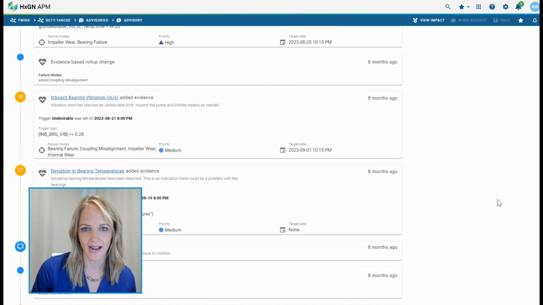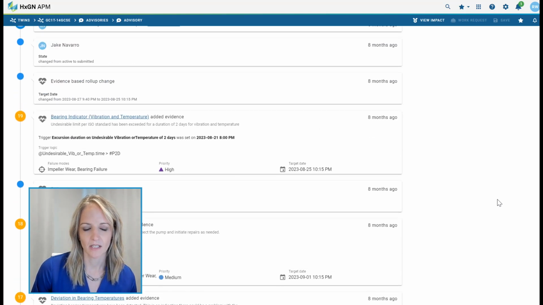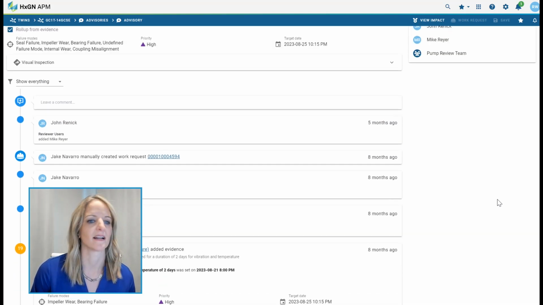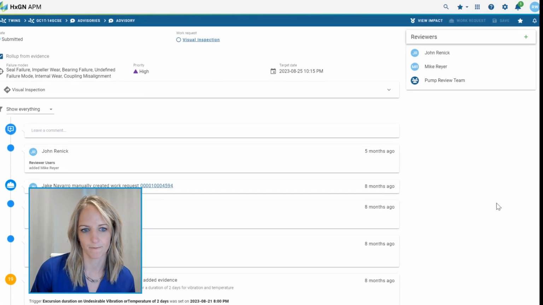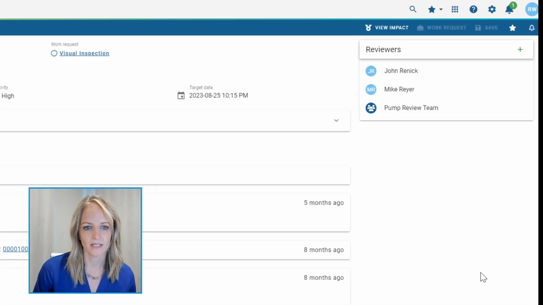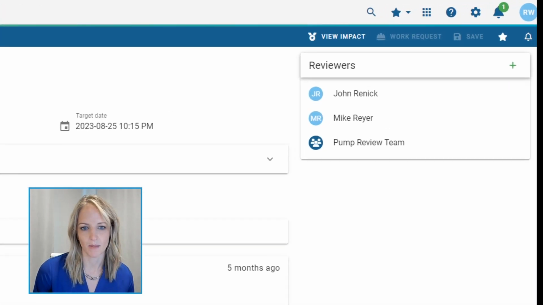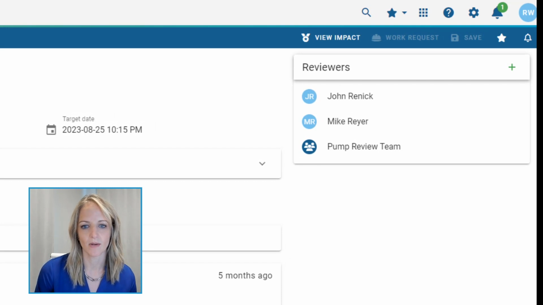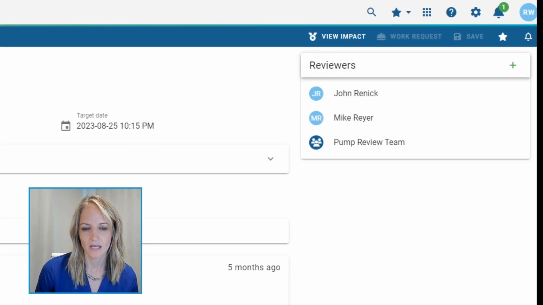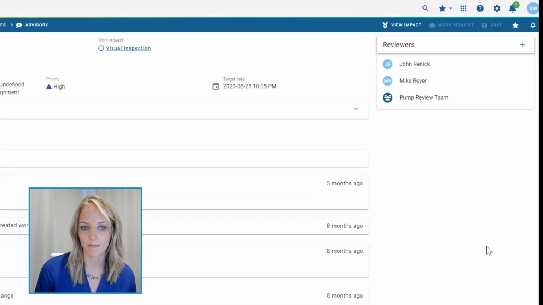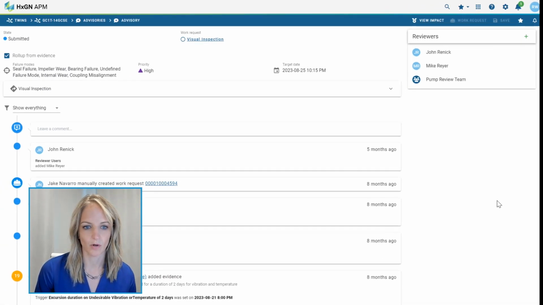Now, as I scroll back to the top, you'll notice on the right-hand side a list of reviewers here. Any one person or even a team of people can be assigned to a given advisory, in which case they can all collaborate on what to do about this given situation. There is the ability to leave comments and keep those records, of course.